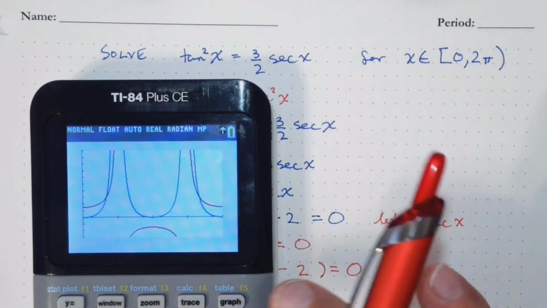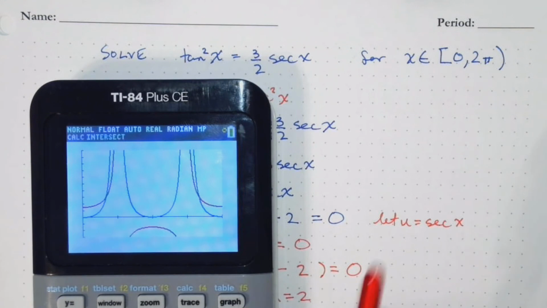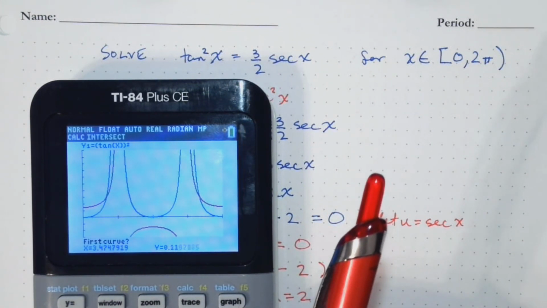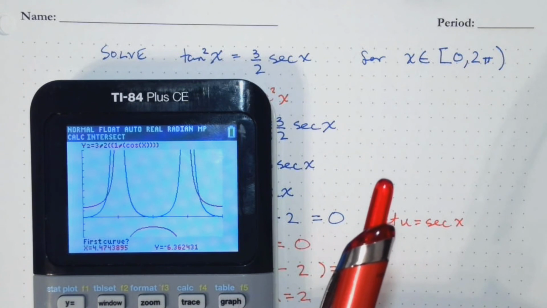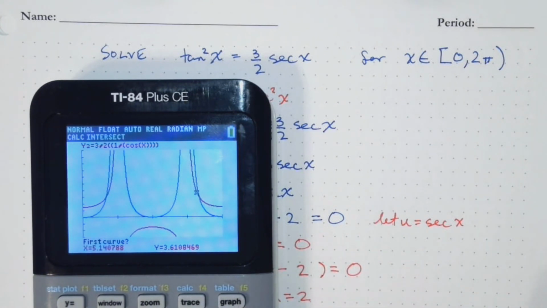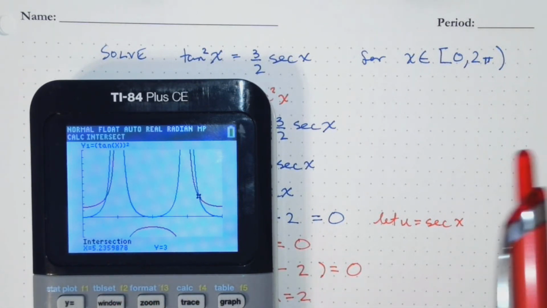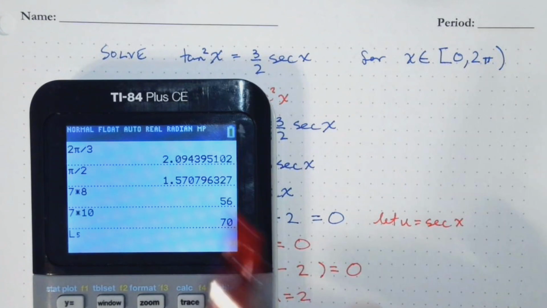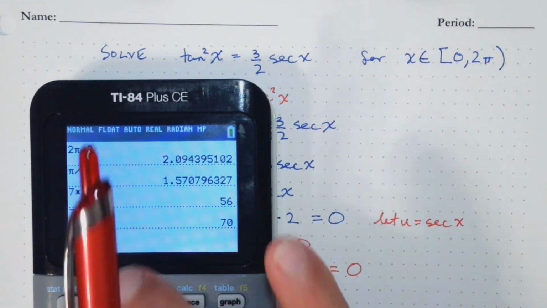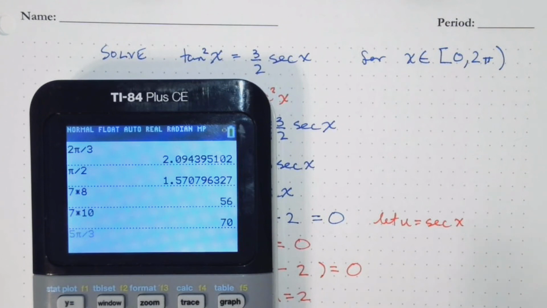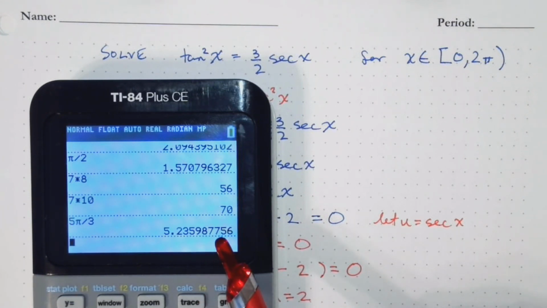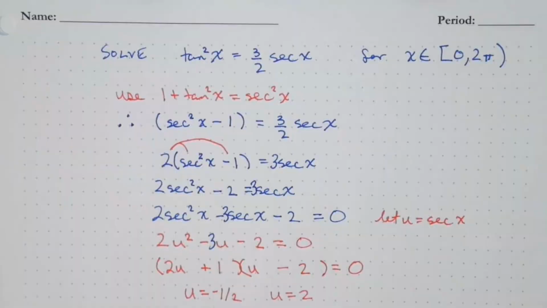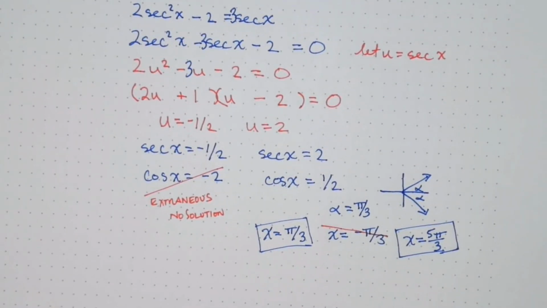Let me find one of the intersections. Second trace, and I can arrow over to hop onto one function or the other. There I am, close to one, close to the other, press enter 3 times, and it says about 5.2359. One of our solutions was 5 pi over 3, so let's see what 5 pi over 3 is: 5.2359. So we have our solutions, and it does seem that on that interval there are only 2 solutions.